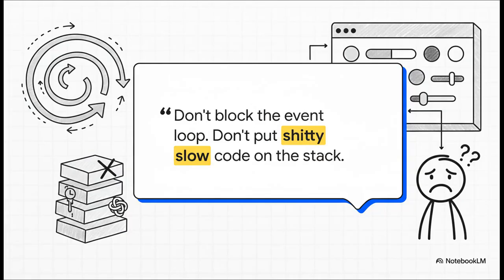This brings us to probably the single most important rule in front-end development. When you hear a senior dev say, "Don't block the event loop," this is what they're talking about. They mean don't put slow, chunky, synchronous code on the call stack. Because when you do that, you're not just blocking your own code, you're blocking the entire browser from doing its job, which is to create a great experience for your user.